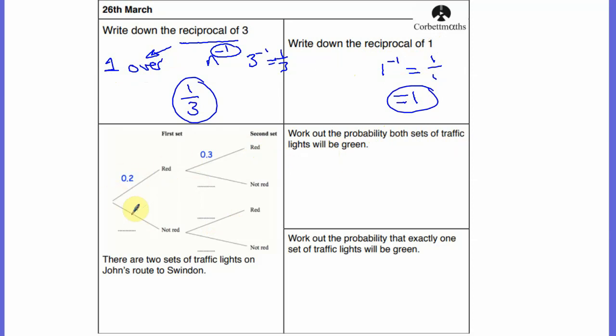Work out the probability that both traffic lights will be green. Well, first we need to complete our tree. These probabilities here must add to make 1, because the likelihood of something happening, it being red or not red, is going to be 100% chance of happening, which in probability we say is 1. So 0.8, 0.7, these here are the same event, so it's going to follow 0.3 and 0.7 again.